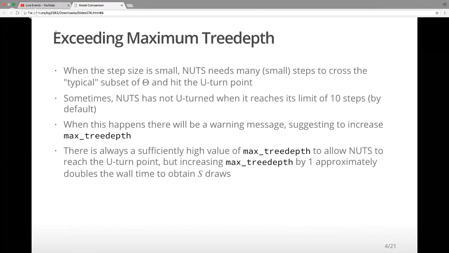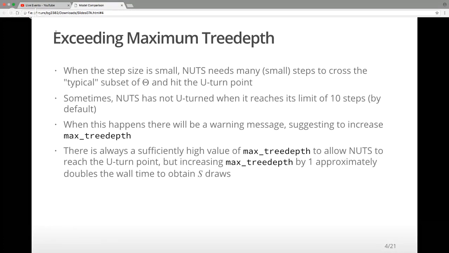So divergent transitions is probably the worst one. The least bad one is about maximum tree depth. When the step size is very small, the no U-turn sampler may need to take many small steps in order to get across the important or typical set of the parameter space until it gets to the U-turn point, and then it can stop and take a draw, or randomly draw one of the places it's been on this trip across the posterior distribution.